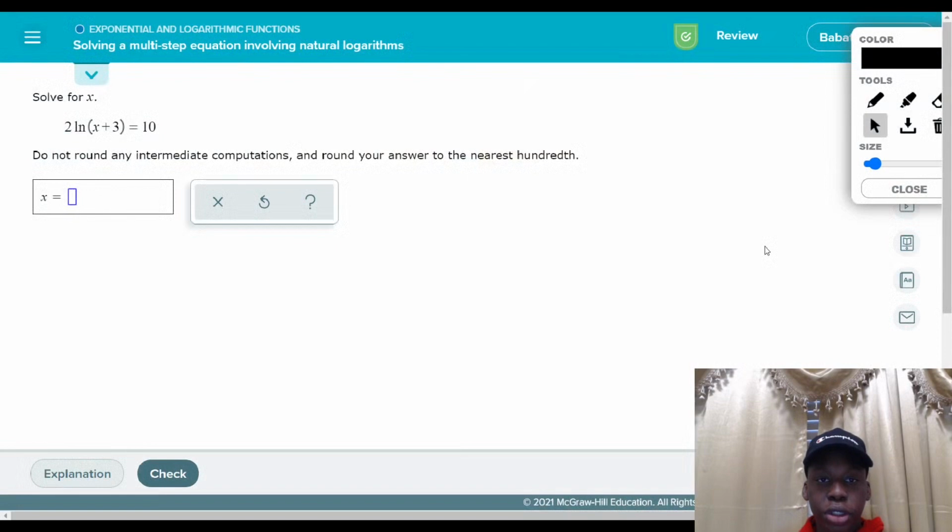Today we're going to be talking about solving a multi-step equation which involves natural logarithms. What this means is we're going to put into practice everything we've learned previously on logarithms, and apply that knowledge to real equations.